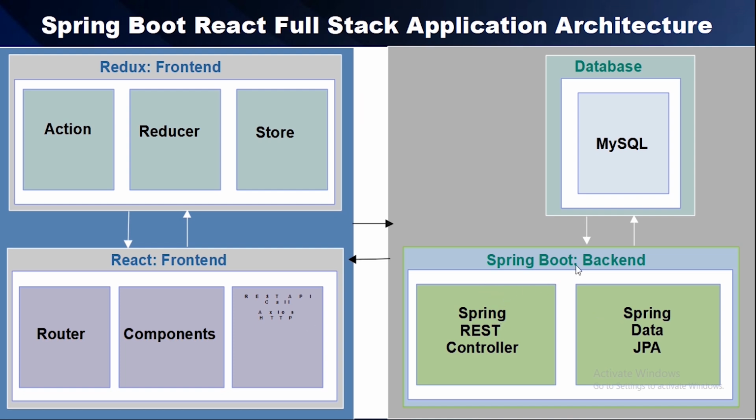In the backend, you can see we have the Spring REST controller, which specifies endpoints through which we access the controller actions. And we have Spring Data JPA, the bridge between our backend application, that is Spring Boot, and the database. We use MySQL to store data. So this is the whole overview of the Spring Boot React full stack application architecture for the front end and the back end.